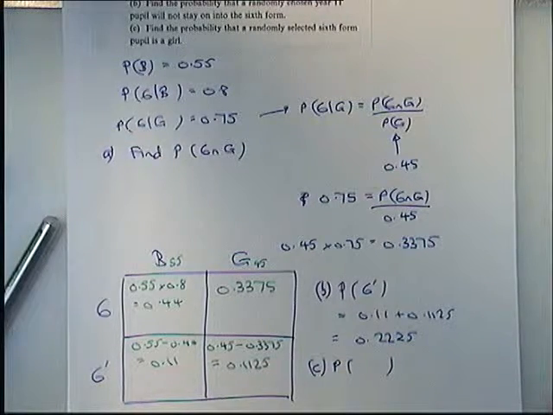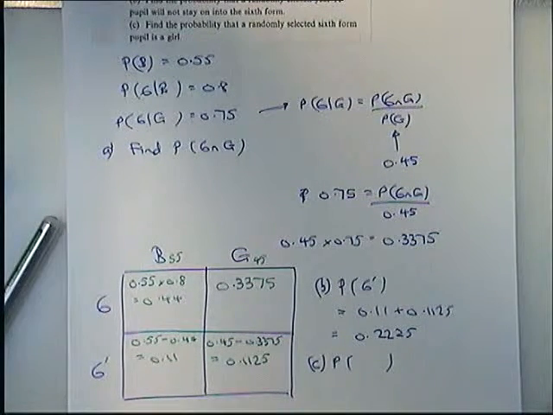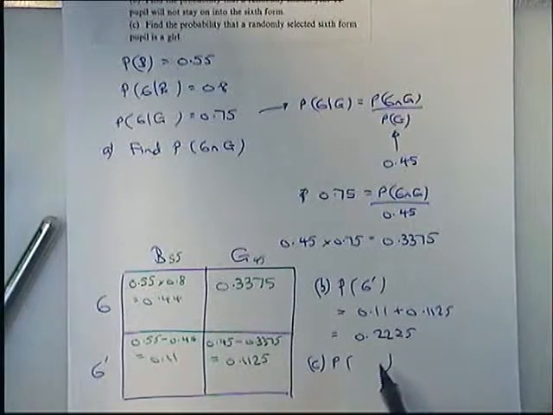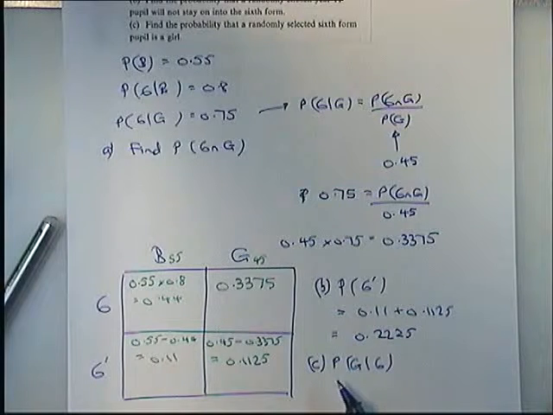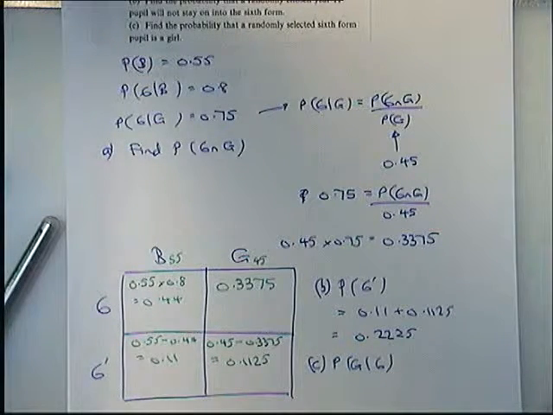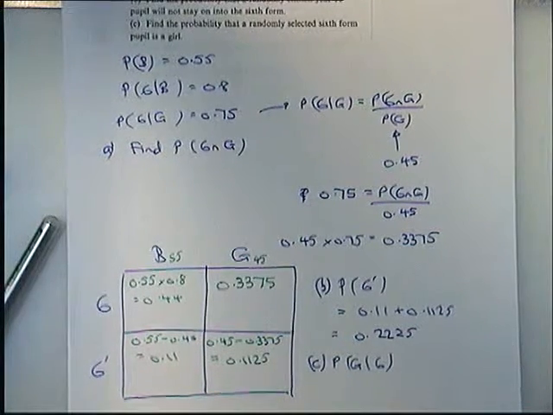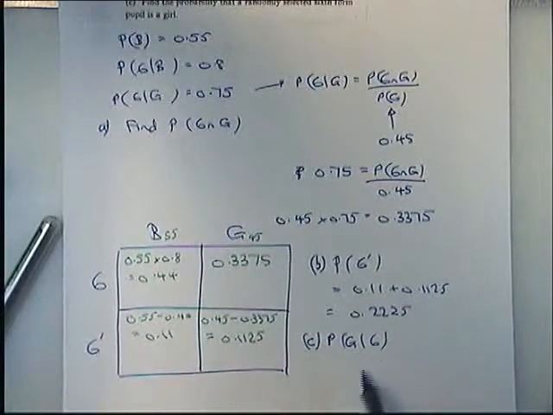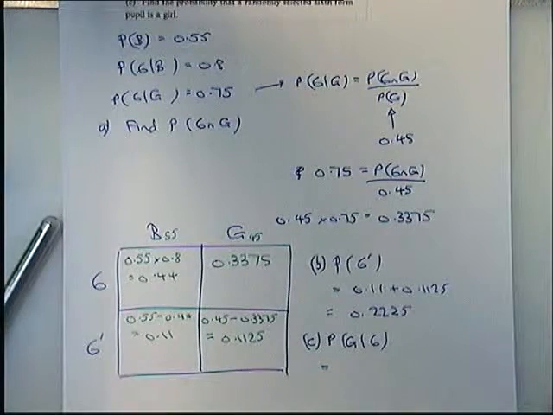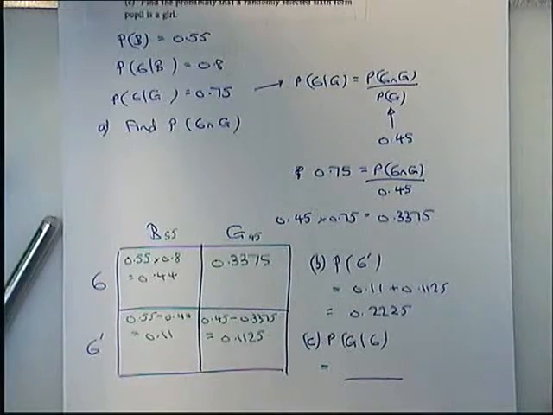Can anybody tell me what the notation will be for that C? Probability of G given 6. So, find the probability a randomly selected sixth form student is a girl. Yeah, that's correct. So, this is one of those given formulae again. How can you rewrite that using the formula that we've had before? We used it earlier today, we used it up here. How can I convert this into that fractional formula?